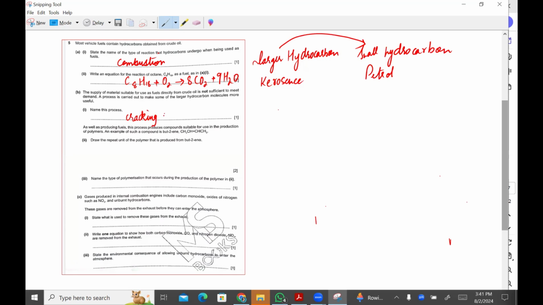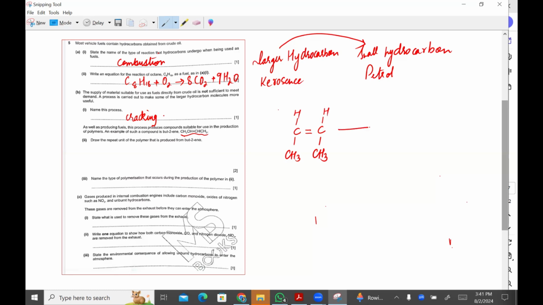As well as producing fuel, this process produces compounds suitable for use in the production of polymers. An example of such a compound is butene. So draw the repeating unit of the polymer that is produced from butene. First of all, remember how we have to write it. First, we write it in the structural form, with carbon, hydrogen, and CH3 coming here. Double bond is over there. So they are going to write hydrogen here and CH3 here.